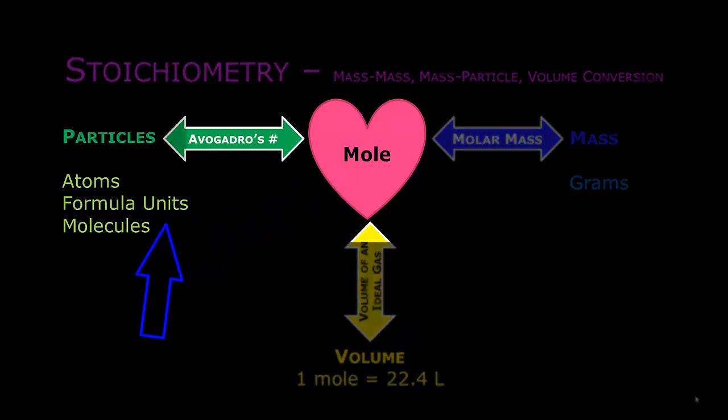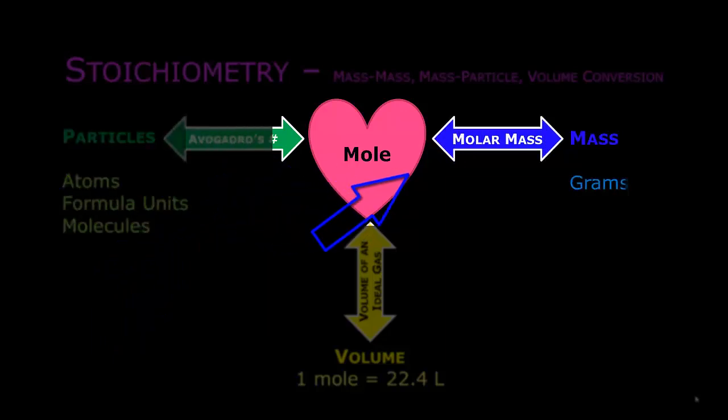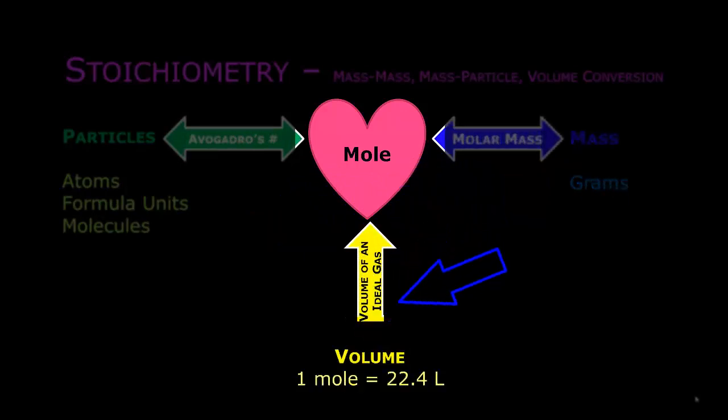So if we start out with atoms, formula units, or molecules, we use Avogadro's number to convert to moles. If we start out with grams, we use molar mass to convert to moles. Or if we start out with volume or liters of a gas, we use volume of an ideal gas, which is 22.4 liters per mole, to convert to moles.